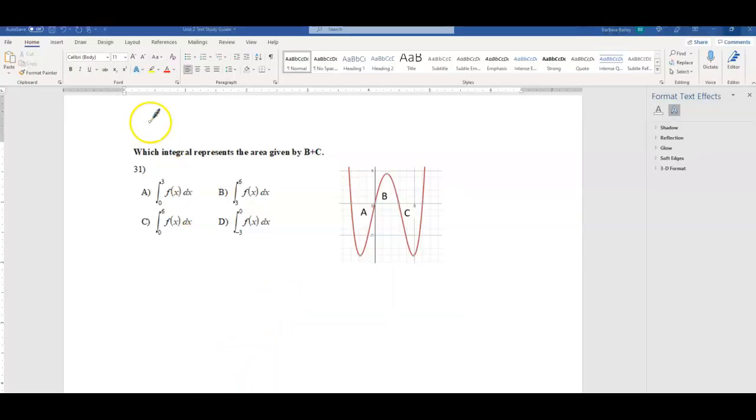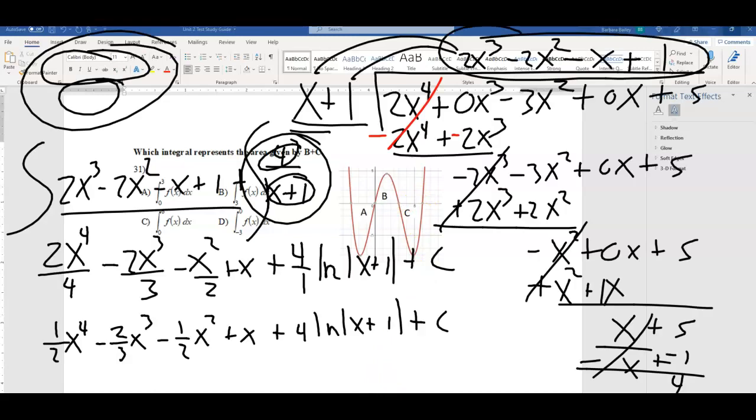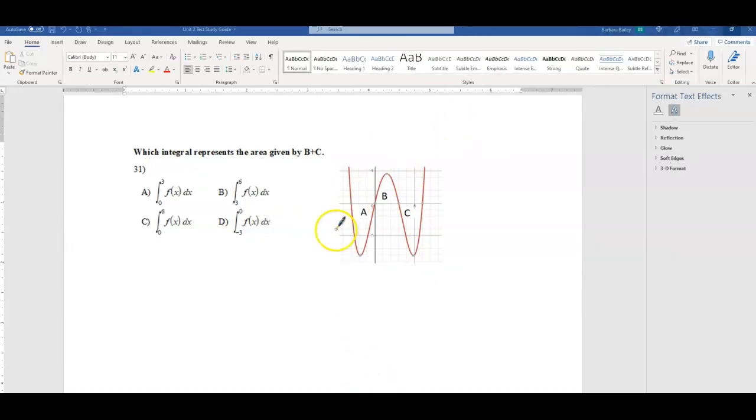All right, our final question here, number 31. Which integral represents the area given by b plus c? So, in other words, I want to find this area, b, added to this area, c. And that just kind of is reminding us to think about what an integral is. An integral tells you the area between a curve and the x-axis. So my function here is, we'll call it f, right?